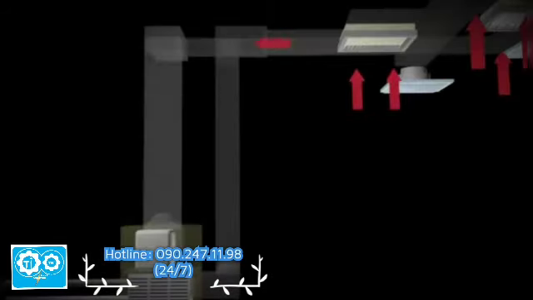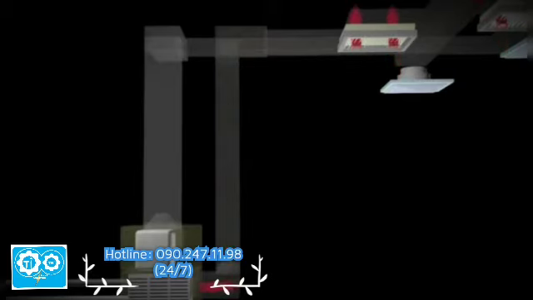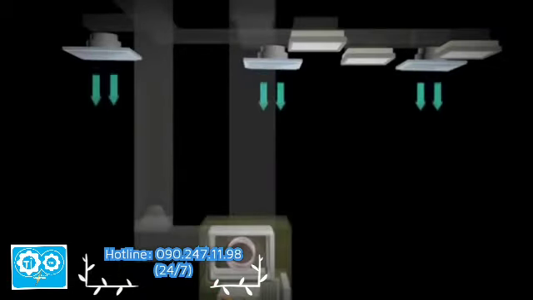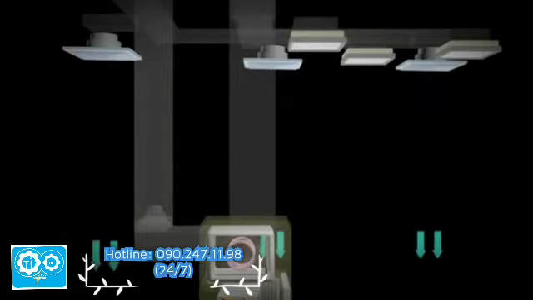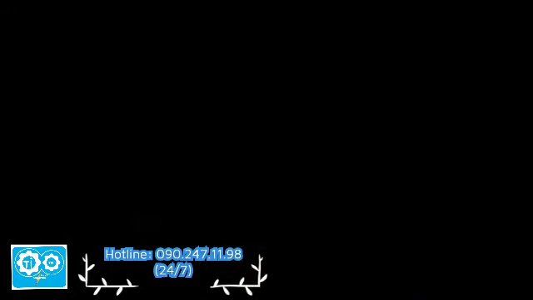Air returning to the air handling unit will pass through the filter before passing through the cooling coil and returning back to the room. This ensures that the air returned into the room is in a clean condition.